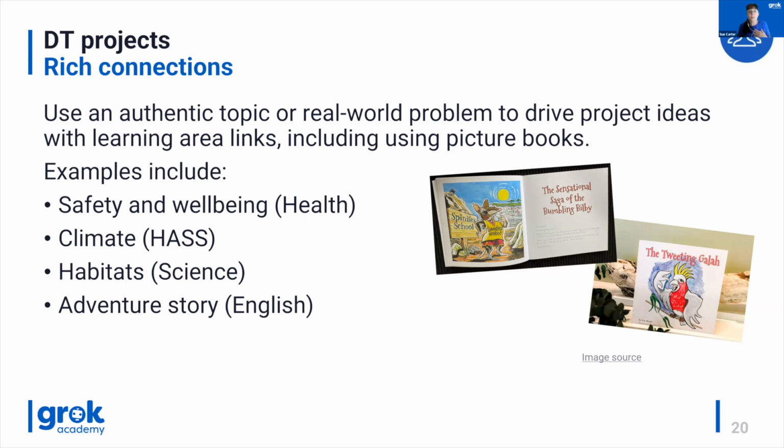We could begin with something like a picture book, for instance, The Tweeting Galah, or The Sensational Saga of the Bumbling Bilberry. These are books by Kim Maslin. Each story has a series of prompts for classroom discussions, and students could then identify ways of being safe online and draw their own illustrations to create a class story. They might be taking photographs of their drawings and creating a digital book using PowerPoint or Book Creator, which allows the class to then share their story.